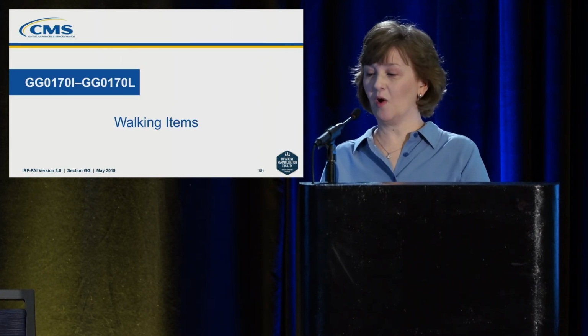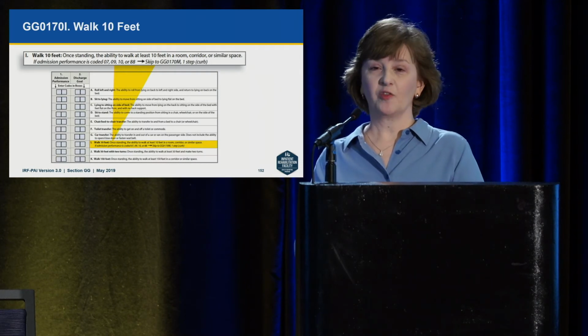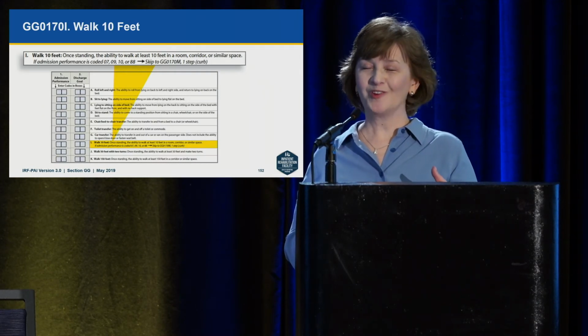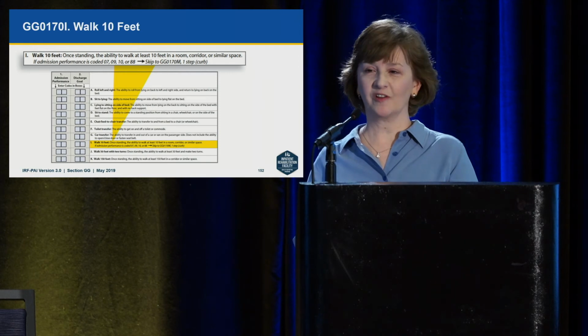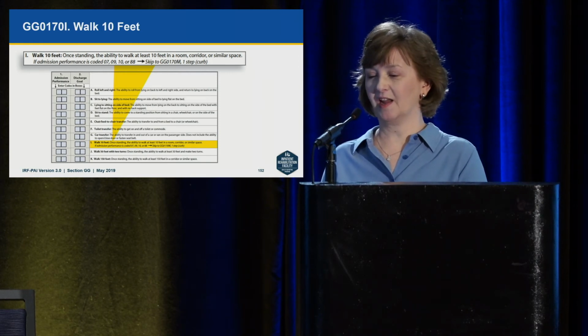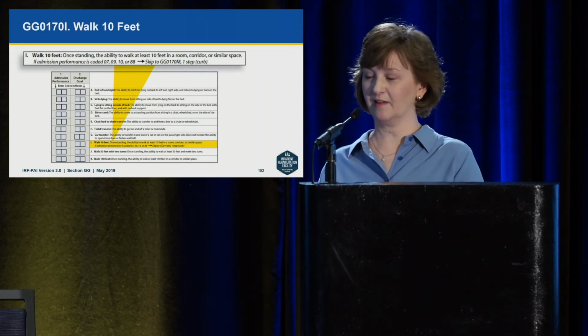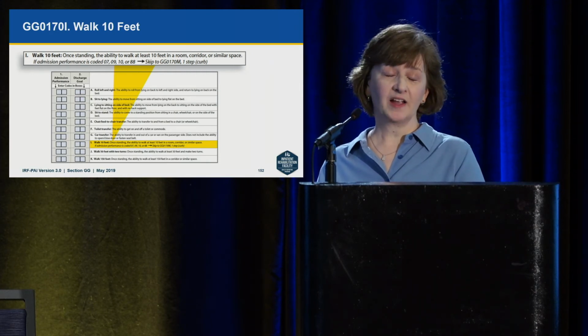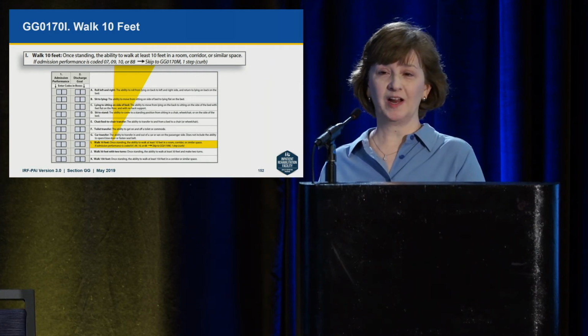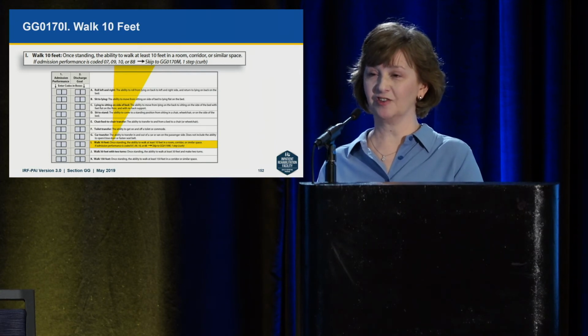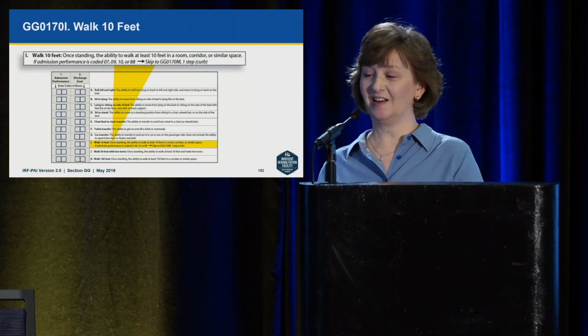Okay, moving on to the walking items. As you know, there's various walking items. So the first walking item that we're going to be talking about is a short distance, 10 feet. This can be assessed in the patient's room as well as in the therapy gym or in the hallway. And with all the walking items, the patient would actually begin in a standing position. So once standing, walking 10 feet refers to the ability to walk at least 10 feet in a room, corridor, or similar space.